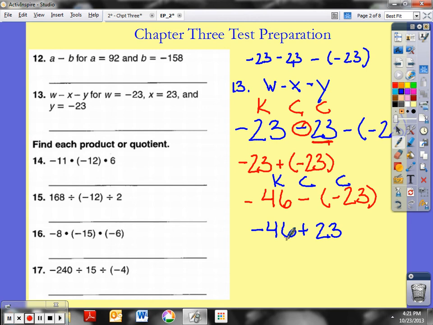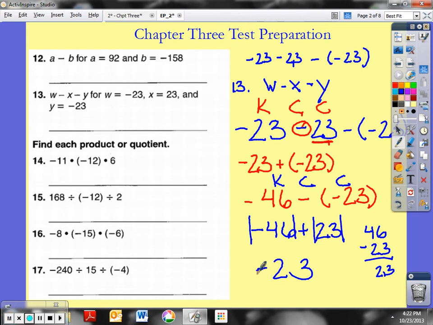So I know in my head that 46 minus 23 in the ones place, 6 minus 3 is 3. 4 minus 2 is 2. And if I want to double check this, I can just write over here, 46 minus 23 equals 23. And now I look at the two numbers, negative 46 and 23. Which one has the greater absolute value? It would be negative 46.